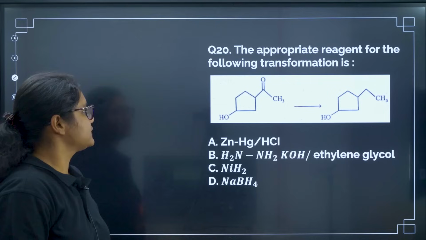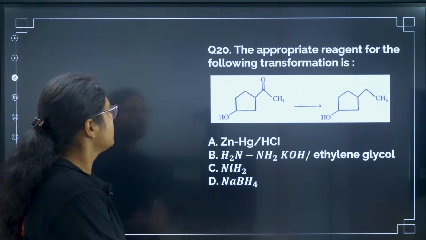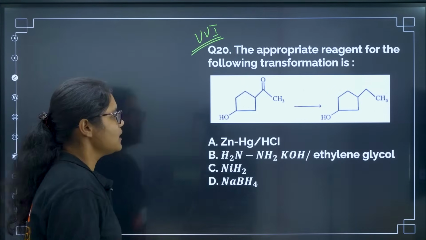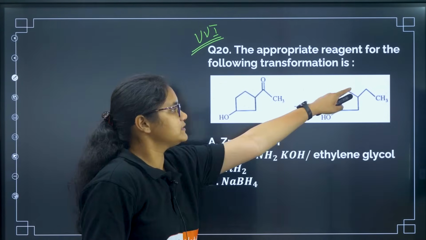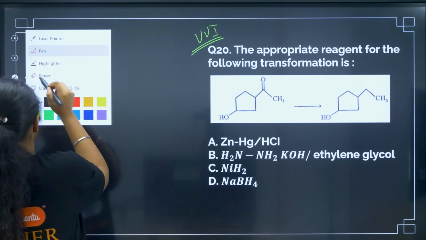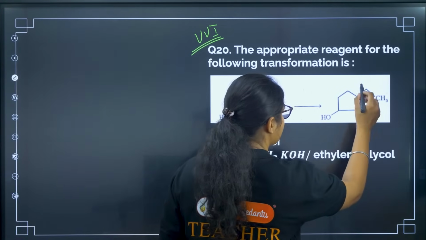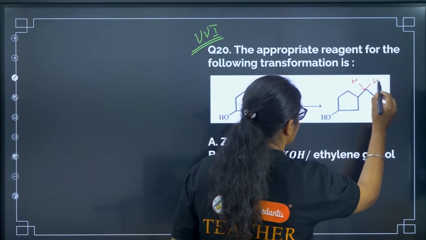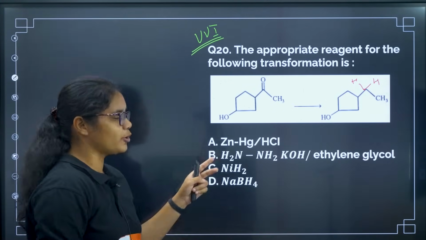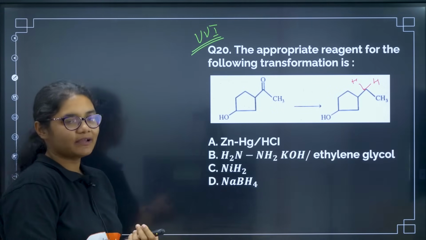Okay, now let us see the next question. The appropriate reagent for the following transformation. Important question. We know this C double bond O is getting changed to 2H, right? That means either it has to be Clemmensen reduction or it has to be Wolff-Kishner reaction. But you see in the question both the options are given. So how to identify this one?